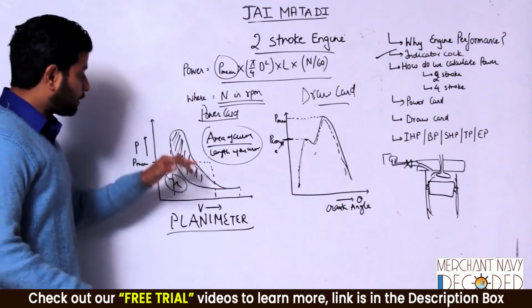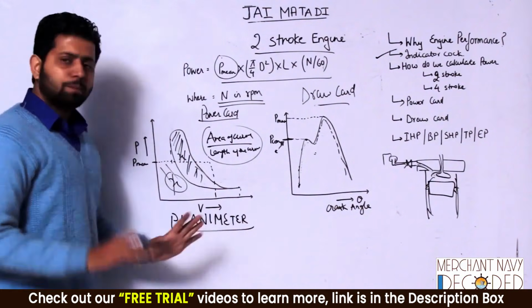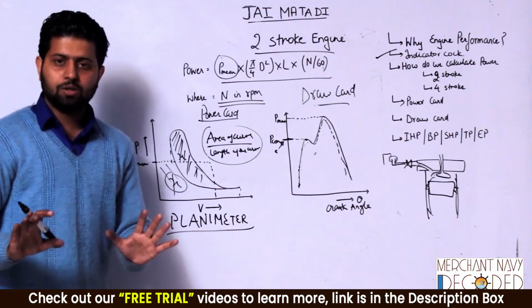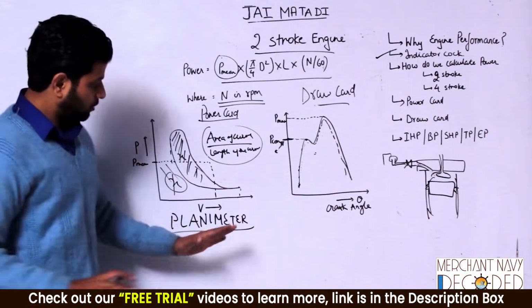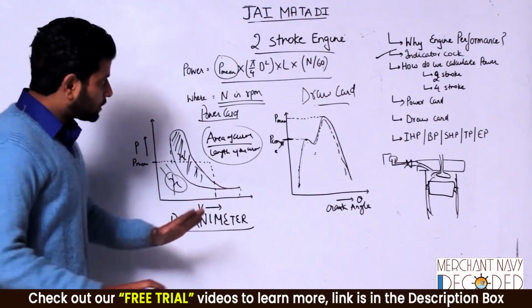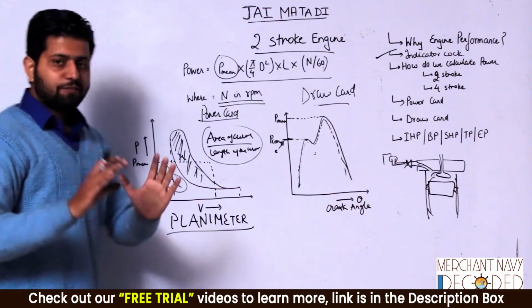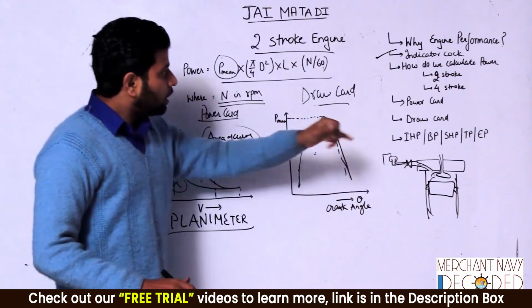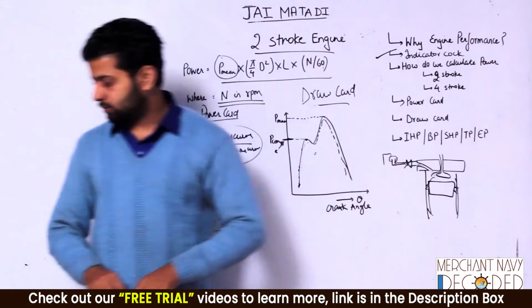So you say, how do you calculate the area? You say by a device called planimeter, sir. But this much is only what I know, sir. Not much. Okay? Clear? This is more than sufficient if at all you want to tell. Now, let me talk about 4-stroke engine power, how to calculate.